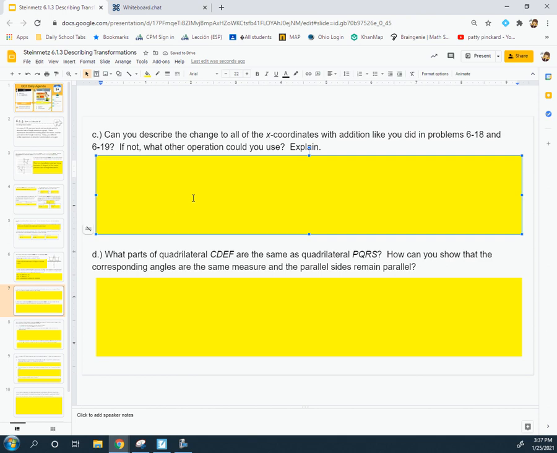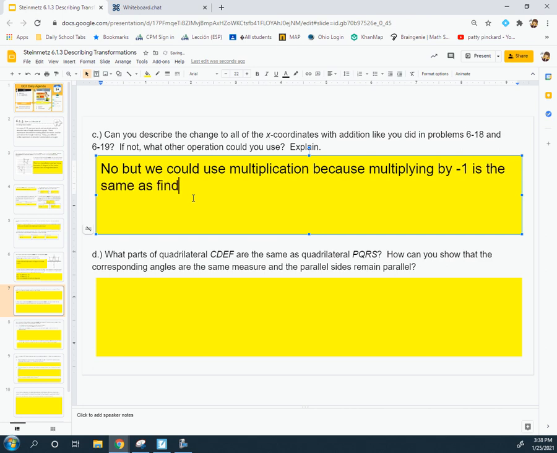Can you describe the change to all the x coordinates with addition like you did in problems 618 and 619? So no, but we could use multiplication, because multiplying by negative 1 is the same as finding a number's opposite. So like 3 times negative 1 is going to be negative 3. 3 and negative 3 are opposites.